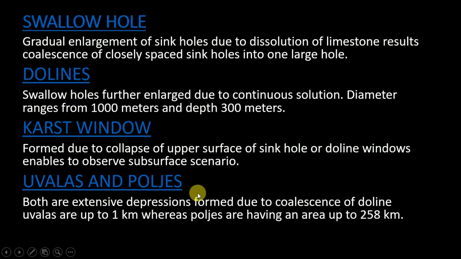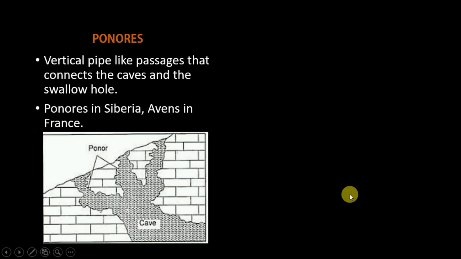Now there are several things like uvalas and poljes. Both are extensive depressions formed due to coalescence of dolines. If two dolines together form a big hole, that is called a uvala or polje. What is the difference? Uvalas are up to 1 kilometer, whereas poljes have an area up to 258 kilometers. Now let's talk about ponors. Ponors are vertical pipe-like passages that connect the cave and the swallow hole. In Siberia it is known as ponors, and in France it is known as avens.